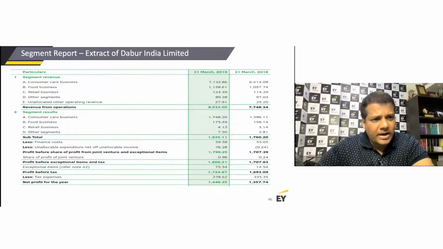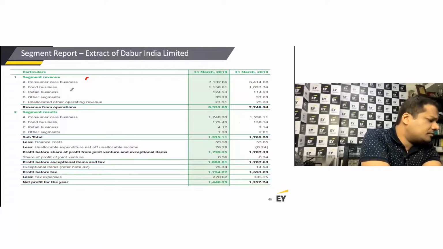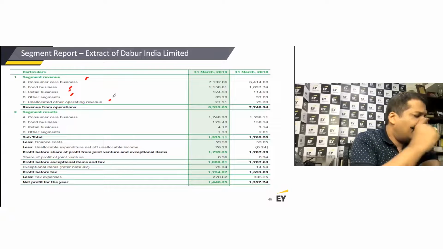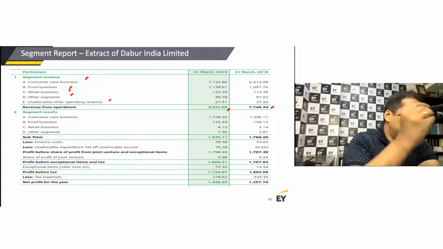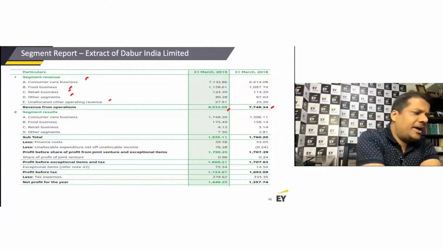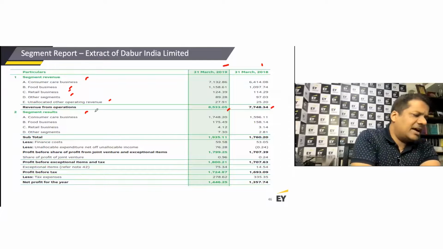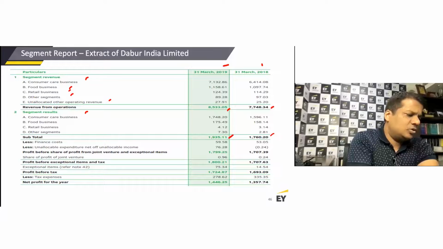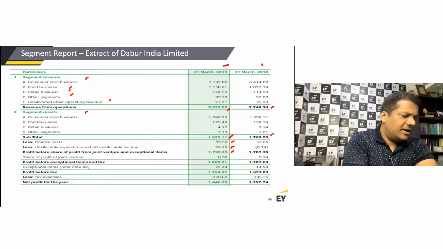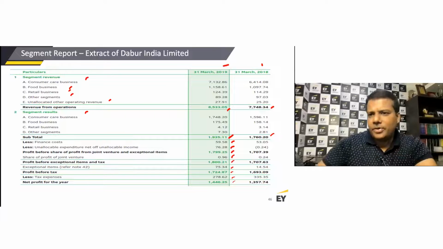And then you have to look at all segments. These are my four segments, and then I have unallocated items, and this is how you reconcile to your revenue from operations. Comparative period information is also given. Then you get to the segment results, then the segment total. Then you have finance cost, unallocated expenditure, profit from joint venture, share of joint venture, exceptional items, and PBT, your tax expense, and your net profit for the year.